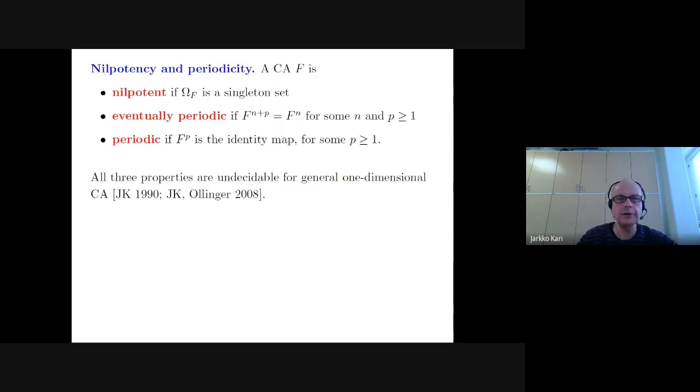All right, some more examples. These are properties that are undecidable already for one-dimensional usual cellular automata. A cellular automaton is called nilpotent if its limit set only contains a single point. In other words, no matter what initial configuration you choose, after some time you only have one configuration that's possible.